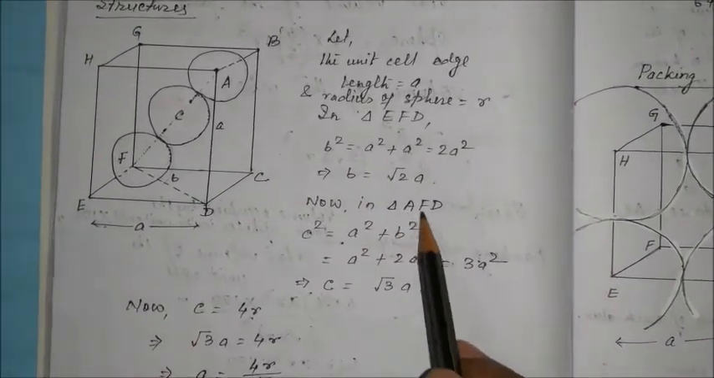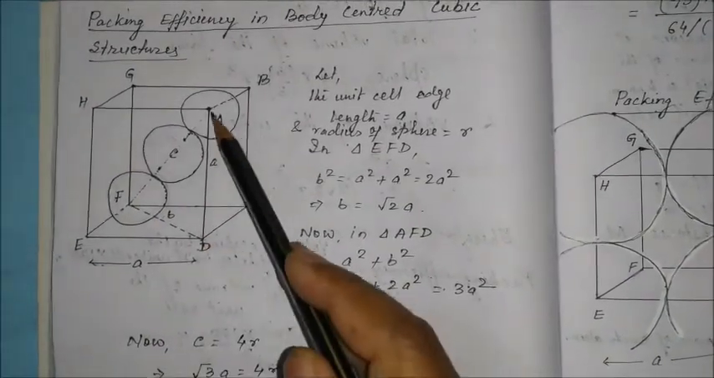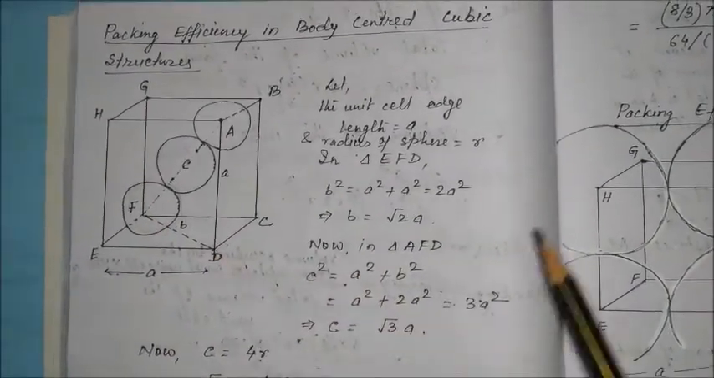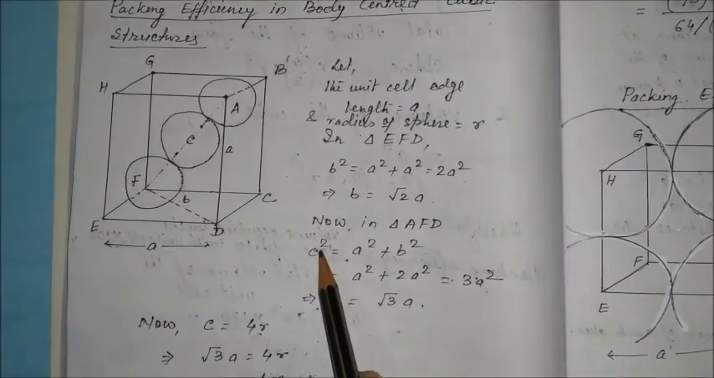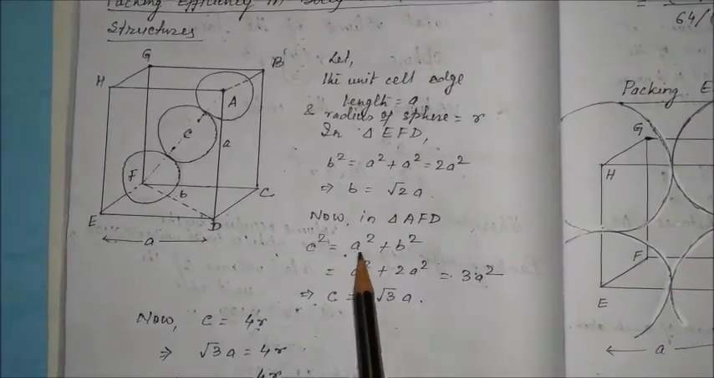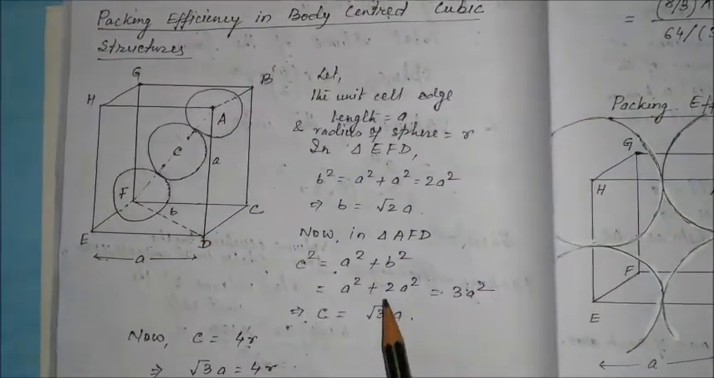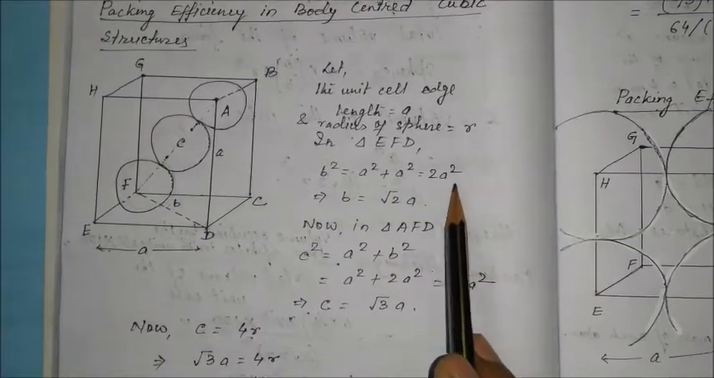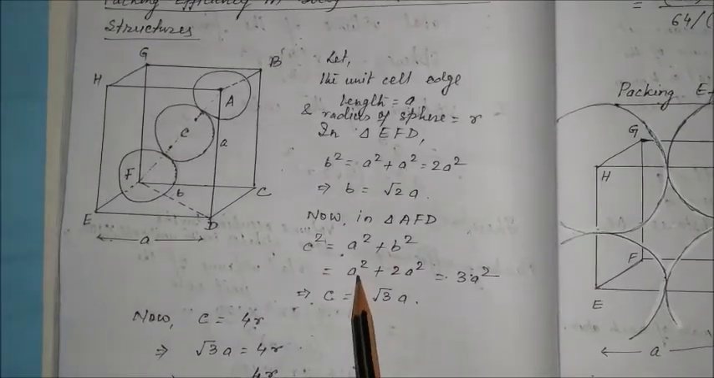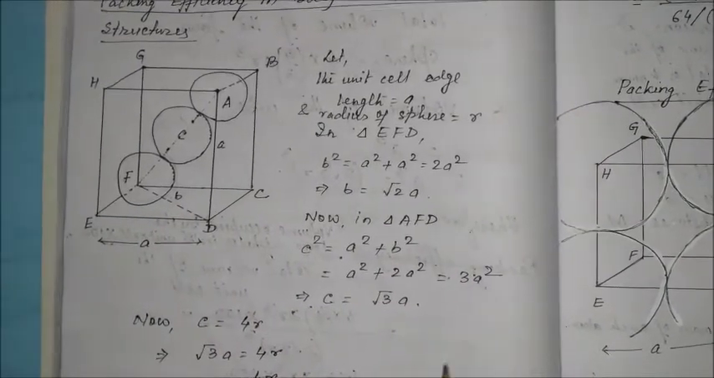Now in triangle AFD, c is the diagonal, therefore c square is equal to a square plus b square. The value of b square we have calculated as 2a square. Therefore c square is equal to a square plus 2a square, which becomes 3a square. Therefore c is equal to root 3 a.